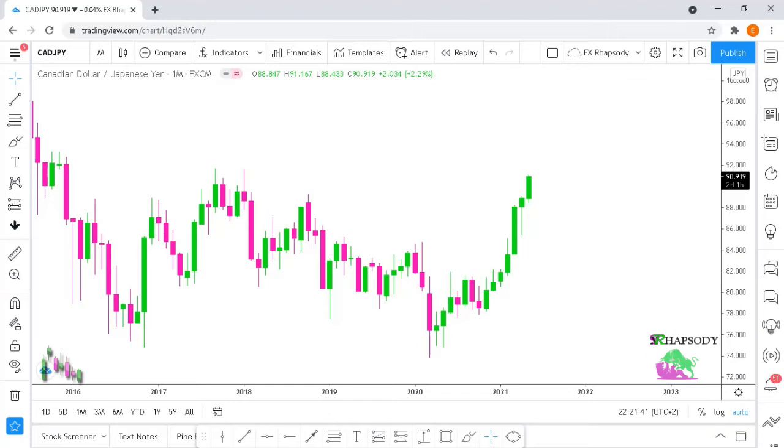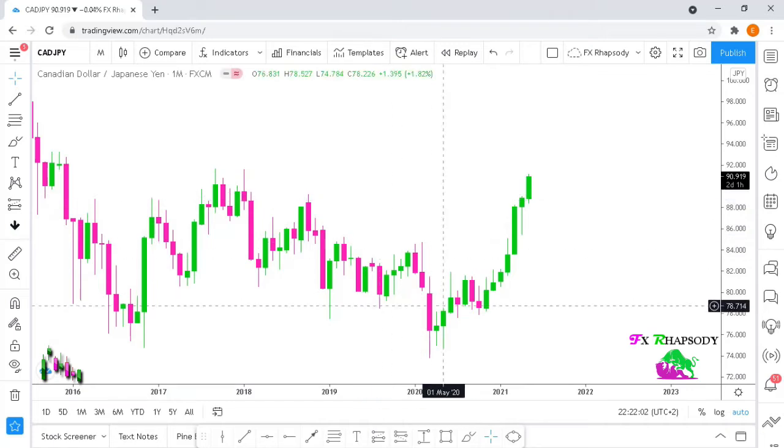Today we are going to do two more analyses. We're going to be looking at the Canadian dollar and the Japanese yen, and then we're also going to look at a new one for us, the US dollar and the South African rand. But let's first start off with the Canadian dollar, Japanese yen.